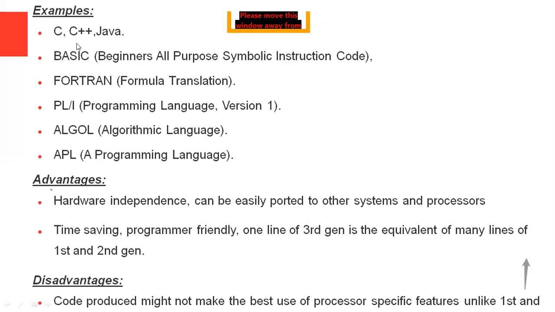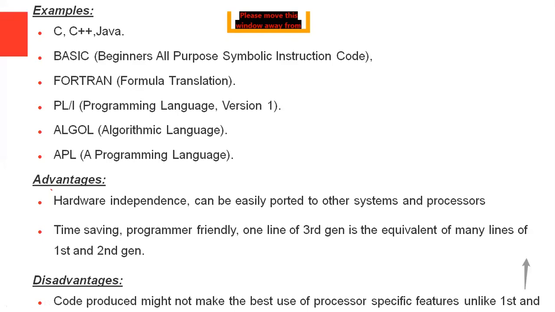So examples వచ్చేసి C, C++, Java, Basic, Fortran, PL, Algol, APL. So these are the examples of third generation language. So C, C++, Java, BASIC, beginners all purpose symbolic instruction code, Fortran. So these are the examples for the third generation languages. So here are the advantages. What are the advantages of third generation languages?